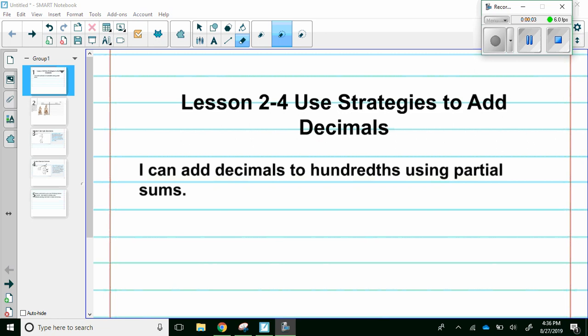Hi, fifth graders. Tonight you're going to be working on lesson 2-4, Use strategies to add decimals. The I can statement is I can add decimals to hundredths using partial sums. Pause the video now to write both the lesson number and the title in your notebooks, as well as the new I can statement. Push play when you are ready to continue.